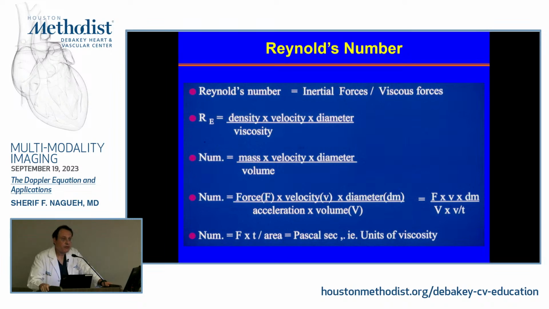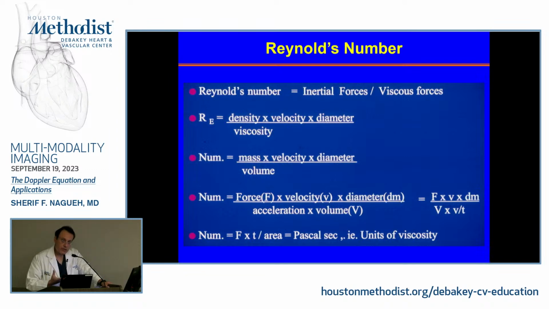Now let's talk about something called Reynolds number. Reynolds number is a number that determines whether turbulent flow will take place or not. And basically, it's the ratio of inertial forces to viscous forces. The higher the inertial forces compared to the viscous forces, the more likely that turbulent flow will happen. Viscous force is easy to express in terms of viscosity, and we just said that the units of viscosity are Pascal second. Let's now focus on the inertial forces, which may not be as easy to think of conceptually.